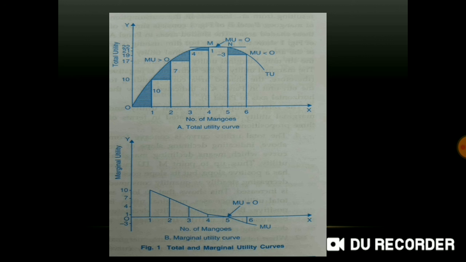So in this way, the marginal utility becomes 0 when he consumes the 5th mango, and marginal utility becomes negative as he consumes more number of mangoes. So this is the diagram of the total utility curve and the marginal utility curve.